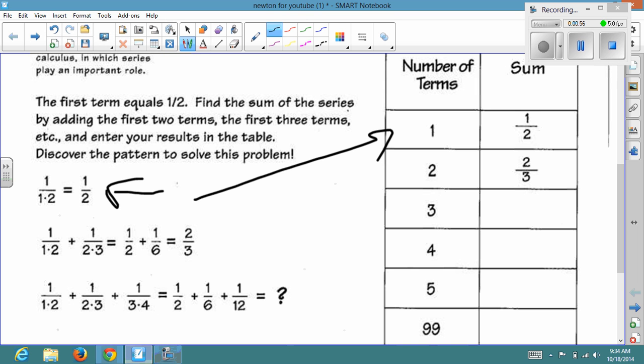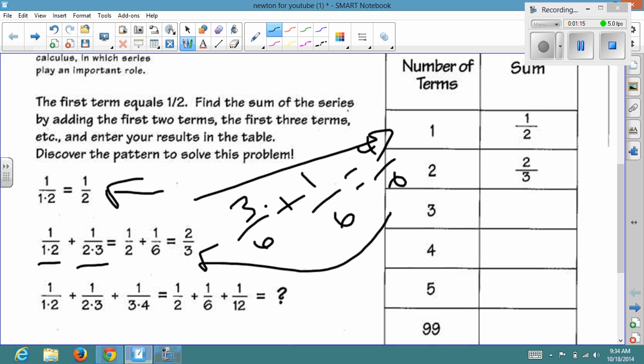And then the first two add-ins would be 1 over 1 times 2 plus 1 over 2 times 3, and that would be a half plus a sixth. So a half is 3/6 plus a sixth is 1/6, which would give us a total of 4/6, which of course reduces to 2/3. So the sum of the first two terms is equal to 2/3.